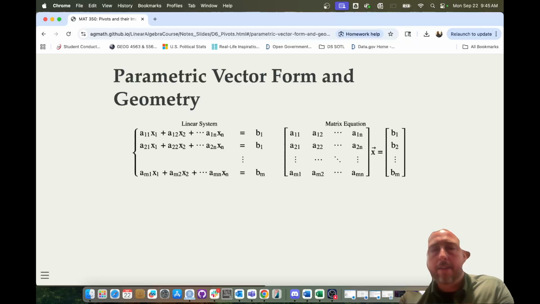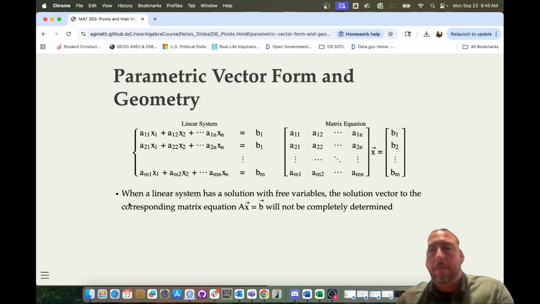Here's a generic example. So if I have some general linear system that has m equations and n variables, I can rewrite this as a matrix equation where I just have that coefficient matrix that we had talked about previously before talking about the augmented coefficient matrix. But that coefficient matrix times the vector x is equal to that constant vector b. And now we're trying to solve this matrix equation.